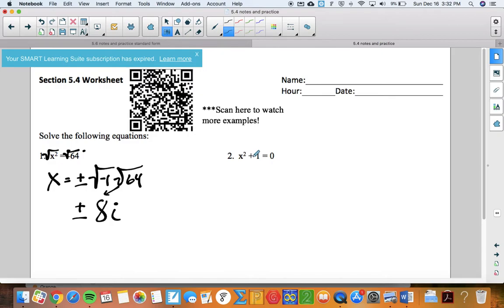Number 2, before we can square root, we have to undo addition. So we're going to subtract 1, so we get x squared equals negative 1. Now to undo squaring, we square root. And so x equals plus or minus, remember the square root of negative 1 is i.